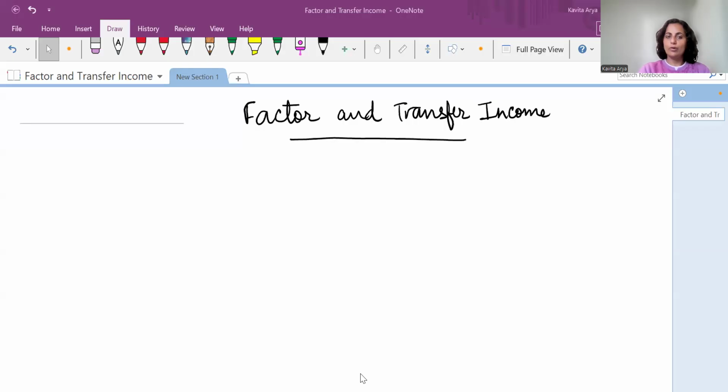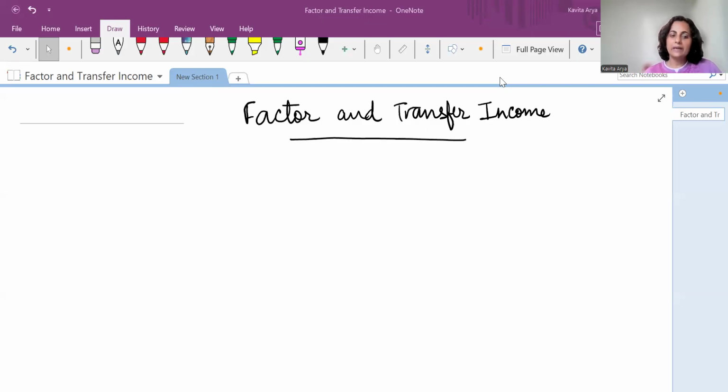And here we go. So when we talk about factor income and transfer income, what are they? These are terms we very often come across, not just in 11th and 12th, but from the previous classes like grade 9th and 10th also. Because this is the basic, the backbone of calculation of national income, which income would be a part of national income and which income will not be a part of national income. So we must have clarity on what is factor income and what is transfer income.